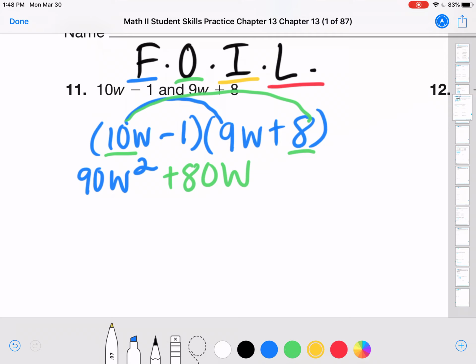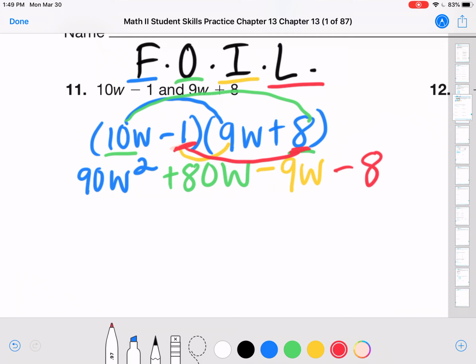Next is yellow in FOIL, and that's I. So that's your inner terms. Those are the terms on the inside. So negative 1 times positive 9W is negative 9W. And then red is the last terms of each parentheses. So here's the last term, and then here's the last term. So if you multiply the last terms, negative 1 times positive 8 is negative 8, okay?